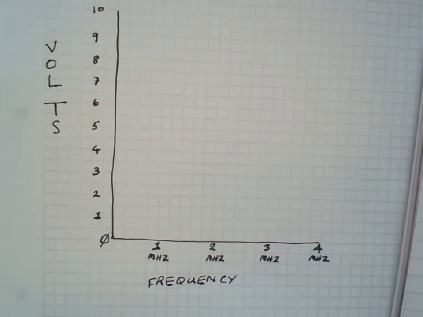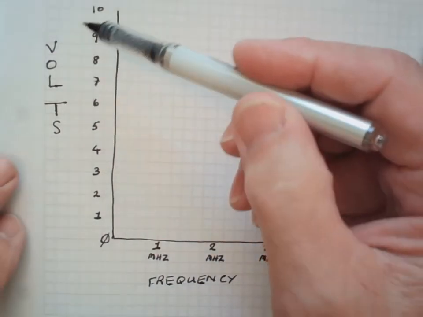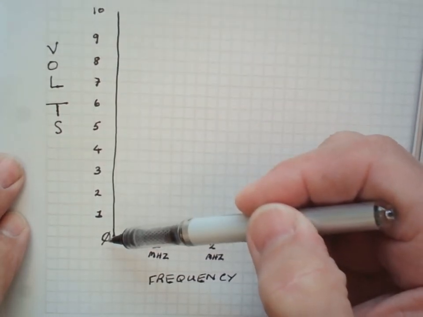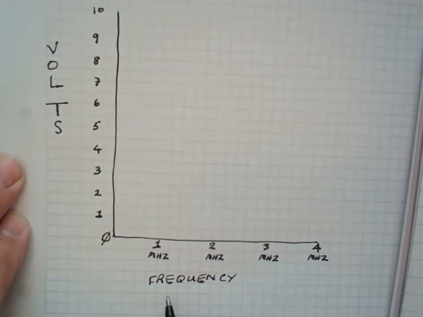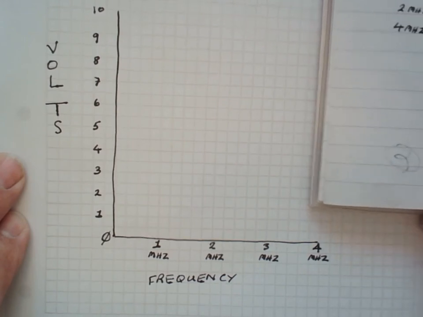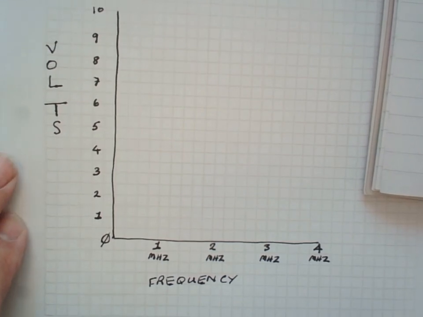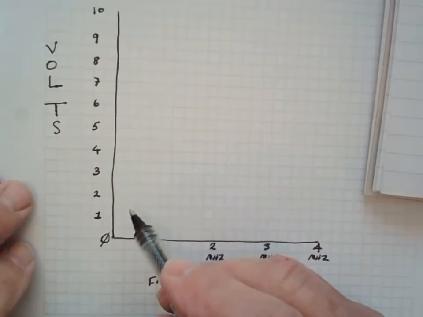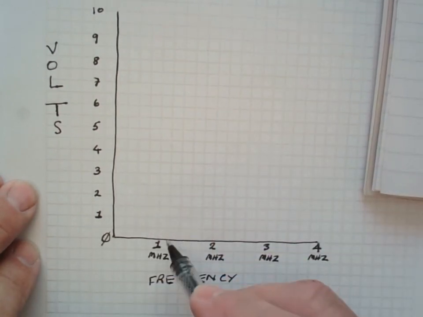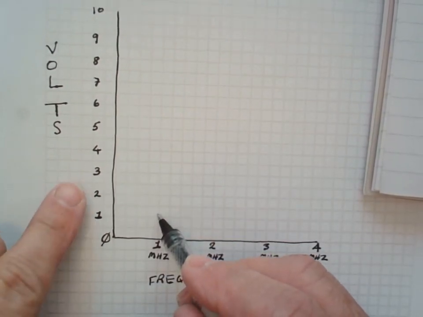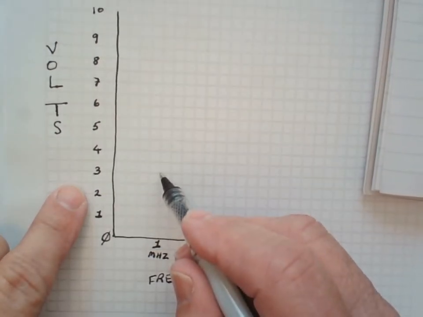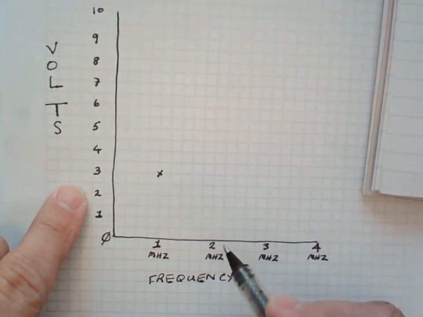Here we are then. So just to explain, we have volts down this side, 0 volts at the bottom, 10 volts at the top, and frequency along this scale here, and it starts at 0 megahertz, then 1, 2, 3 and 4 megahertz. So just taking the details off the booklet that I made notes in, let's start with the capacitor. And we said that at 1 megahertz it let through 3 volts. So that puts it just about there according to my reckoning.